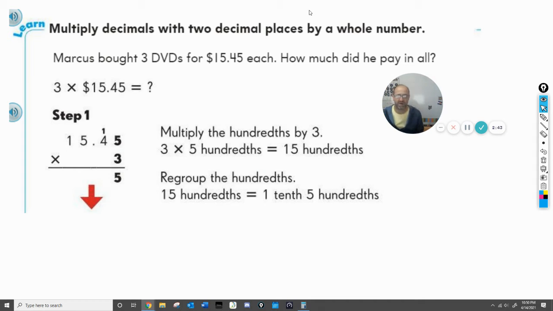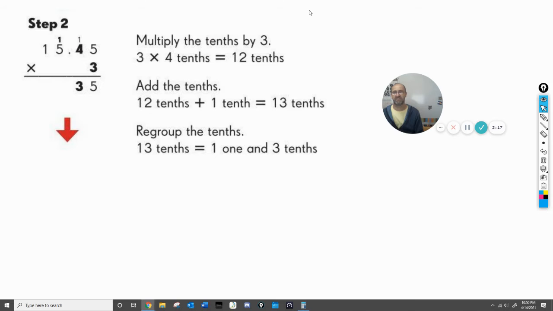And what I want you to see here is they just pretend the decimal's not there, and they are doing long multiplication. The kicker here is locating that decimal. The way they're locating that decimal is by being purposeful about the language. The 5 hundredths times 3 is 15 hundredths, where you put the 5 down here and carry the 1. And then they do 4 tenths times 3, which gives you 12 tenths. Put the 2 down here and carry the 1, and then so on and so forth.